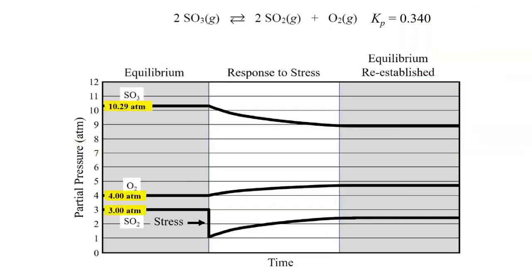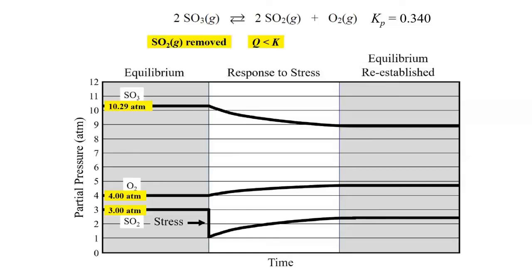So we had an equilibrium system with these three numbers before the stress occurred. Now you can see instead of a spike going upward, you can see it falling downward. So the SO2, which was removed, caused that rapid decrease in the pressure of SO2. So now the system has to respond to this stress.